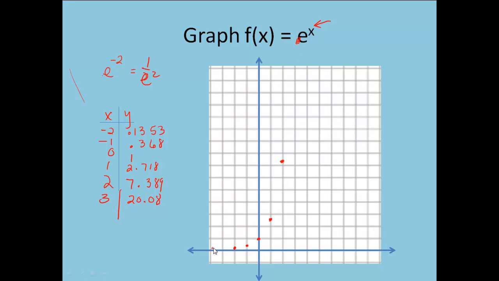Notice it has the exact same shape as an exponential. We have our horizontal asymptote here at y equals 0. Our end behaviors are the same. As x approaches positive infinity, my graph approaches positive infinity. As x approaches negative infinity, my graph approaches 0. So it's still an exponential, it's just a special exponential because it's an e.